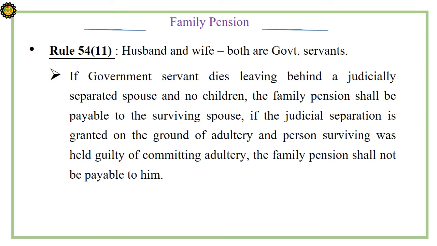If a government servant dies leaving behind a judicially separated spouse and no children, the family pension shall be payable to the surviving spouse. If the judicial separation is granted on the ground of adultery and the person surviving was held guilty of committing adultery, the family pension shall not be payable to him or her.